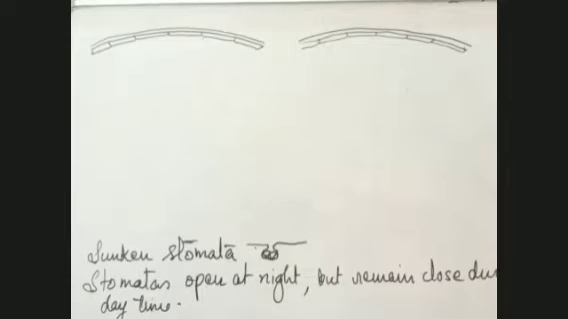Could you understand these two points? These two points are clear, beta? Yes, ma'am. Okay. Now I'll tell you what happens here in the CAM cycle.